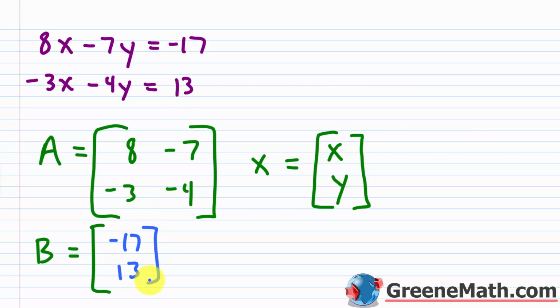The way we're going to set this up is we're going to say that A, this matrix here, multiplied by X, this matrix here, should be equal to B, this matrix here. You might be saying, why does that work out? Well, if I go through the process of multiplying this matrix by this matrix, I'm going to get entries that exactly match the left side, and it's going to be set equal to the right side here.